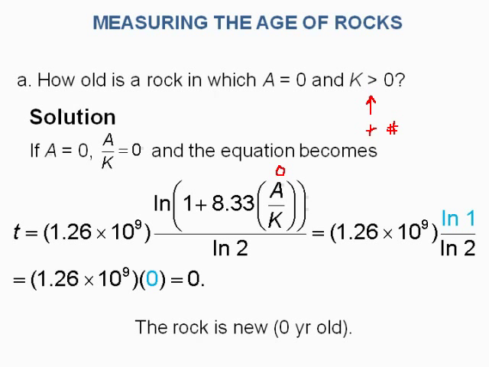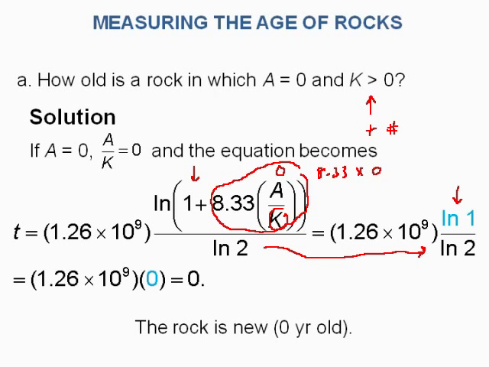If we put 0 in for argon A, and we know K is some positive number, this whole number here is going to be 8.33 times 0, which is 0. So then we've got this 1 here. Notice we end up with the natural log, ln 1, divided by this ln 2 with these numbers out front.